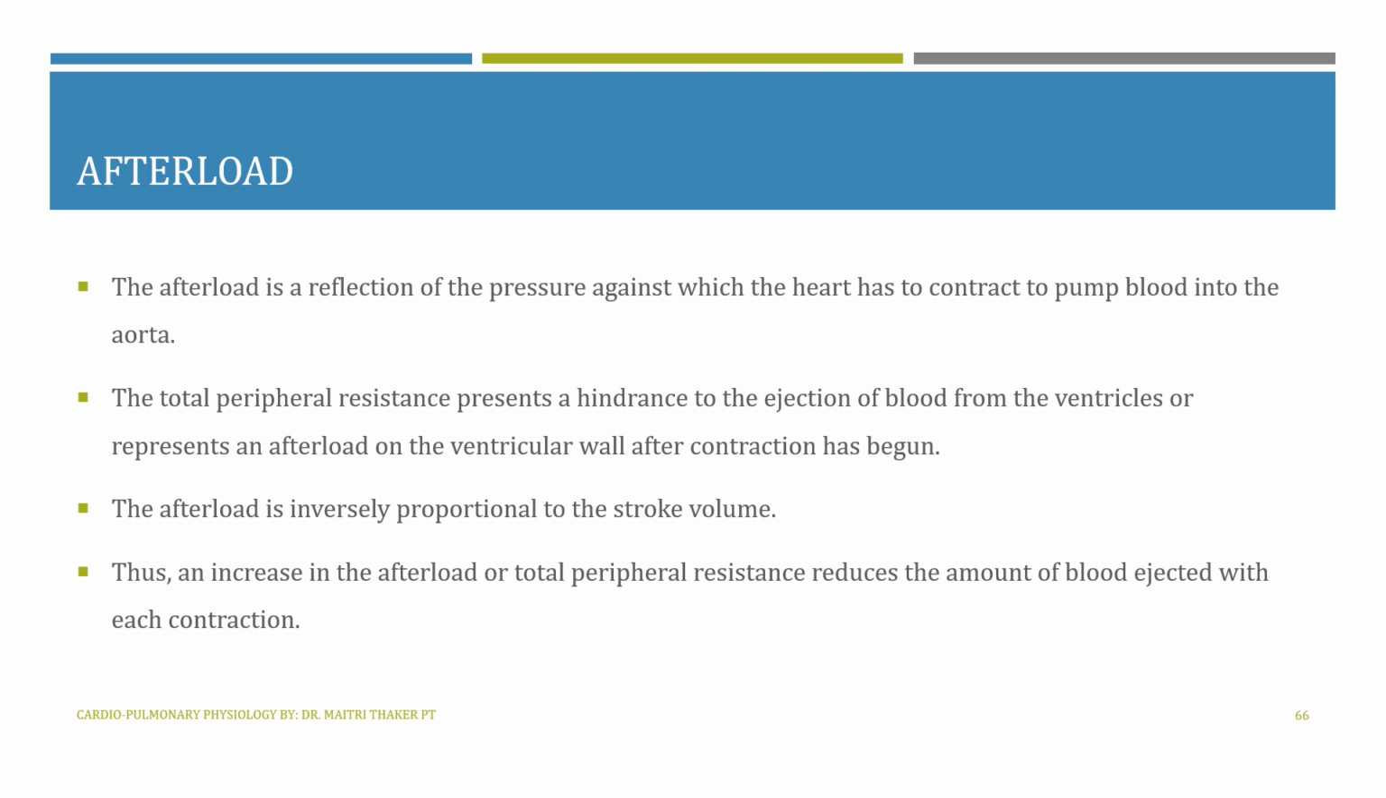The afterload is inversely proportional to the stroke volume. There is an inverse relationship. If the afterload is high, the stroke volume will be low, because the heart has to pump with more force against the afterload. That is why the capacity will reduce and stroke volume will reduce. Thus, an increase in afterload or increase in total peripheral resistance reduces the amount of blood ejected with each contraction.